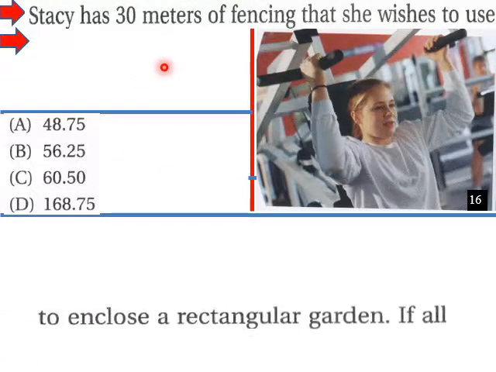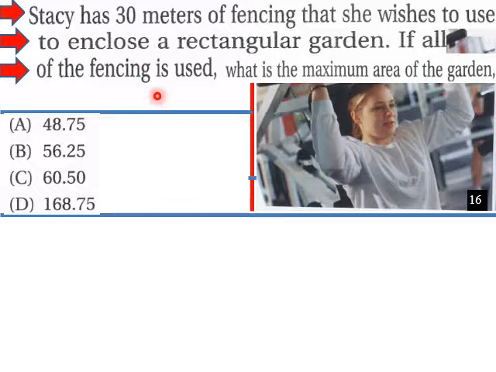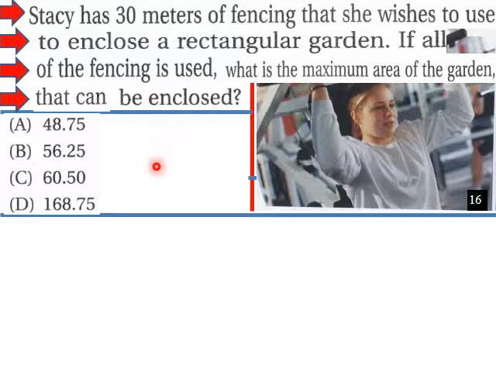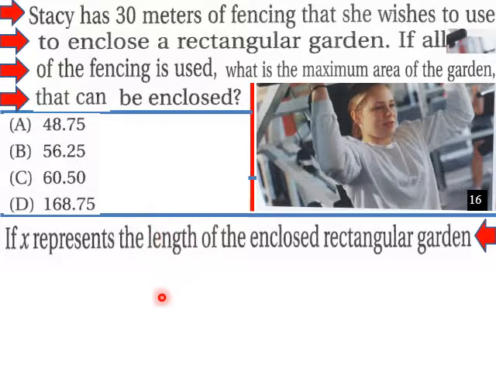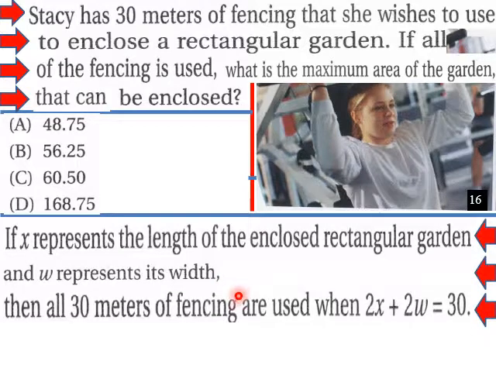Stacy has 30 meters of fencing that she wishes to use to enclose a rectangular garden. If all of the fencing is used, what is the maximum area of the garden that can be enclosed? So she has 30 meters of fencing. If x represents the length of the enclosed rectangular garden, and w represents its width, then all 30 meters of fencing are used when 2x plus 2w equals 30.